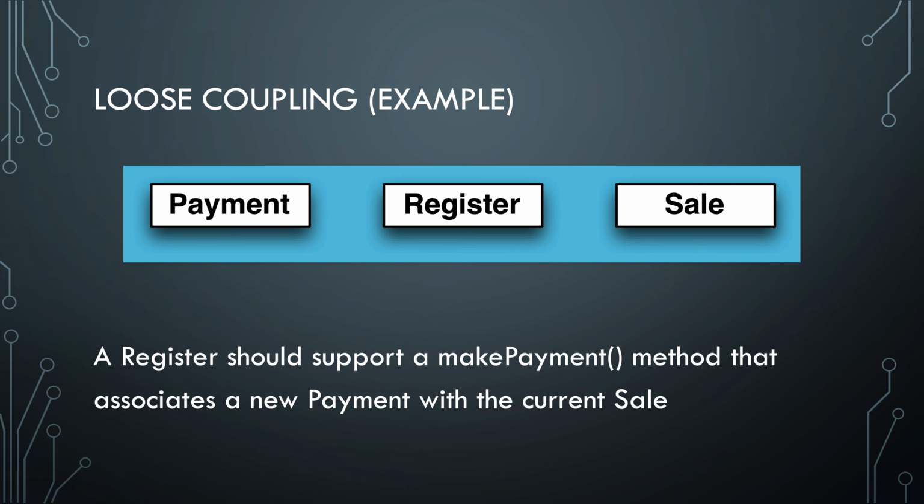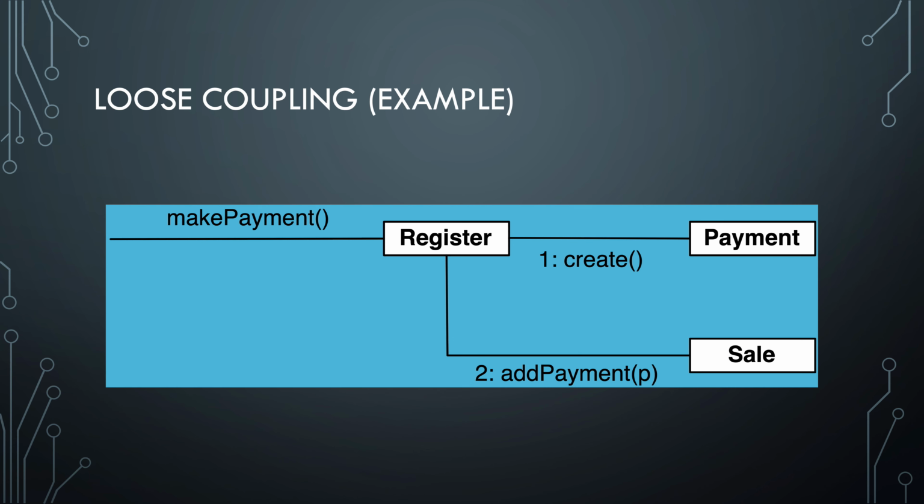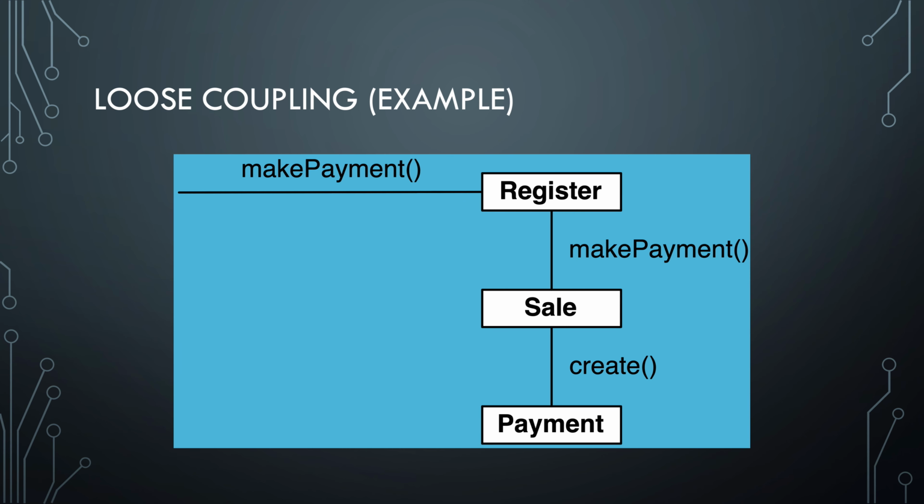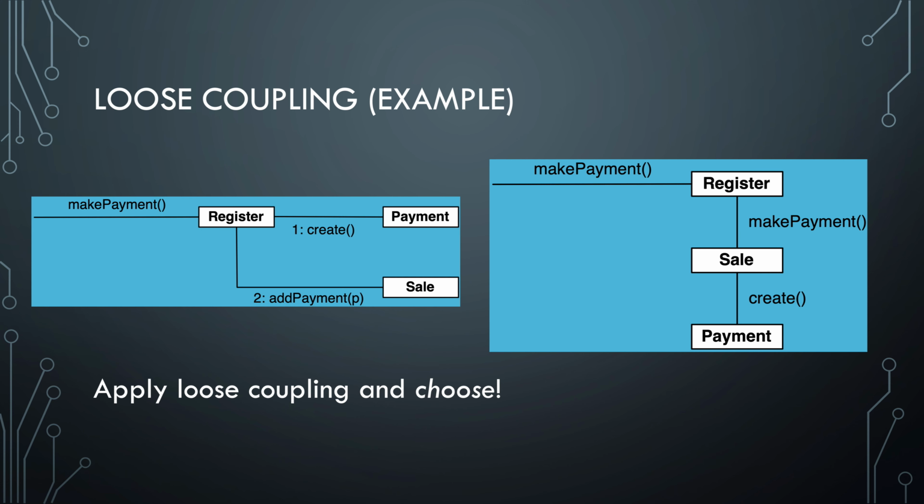Let's look again at loose coupling. Suppose that we have a register class with a make payment method that associates a new payment with the current sale. This is one way to do it. You call the make payment method, register creates a payment object, and then adds it to the sale. Here's another way. You call make payment, register forwards the make payment call to the sale, and the sale creates the payment. So, which one should you choose?